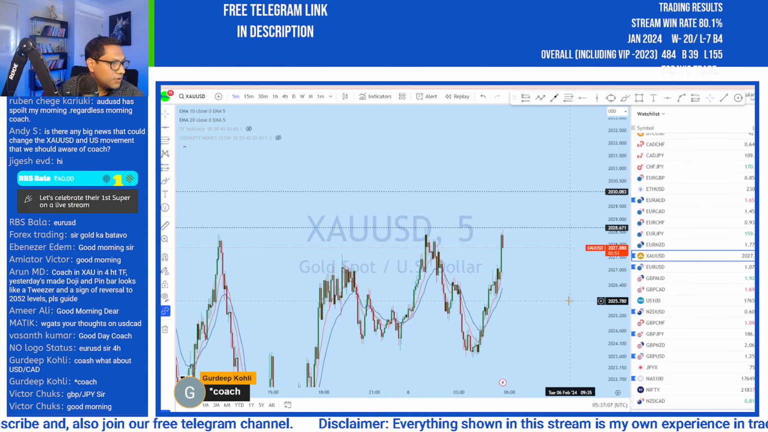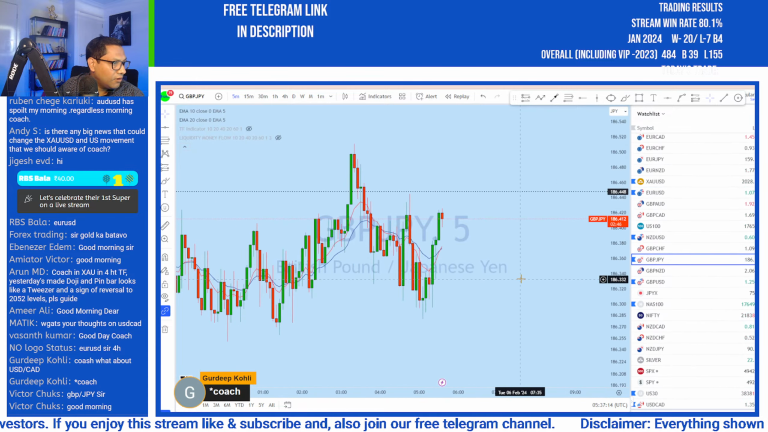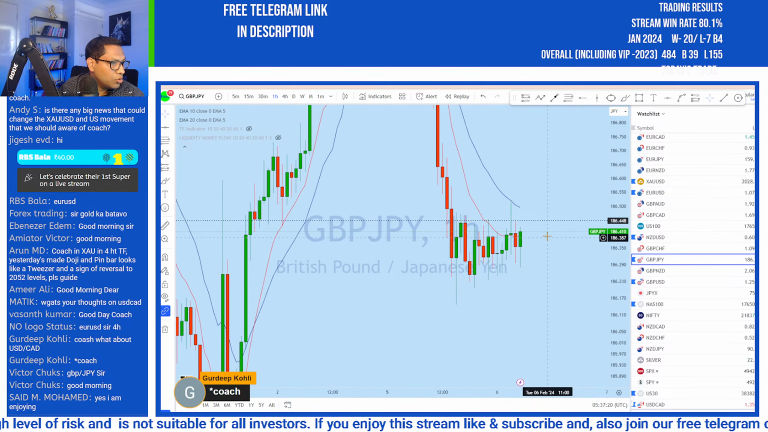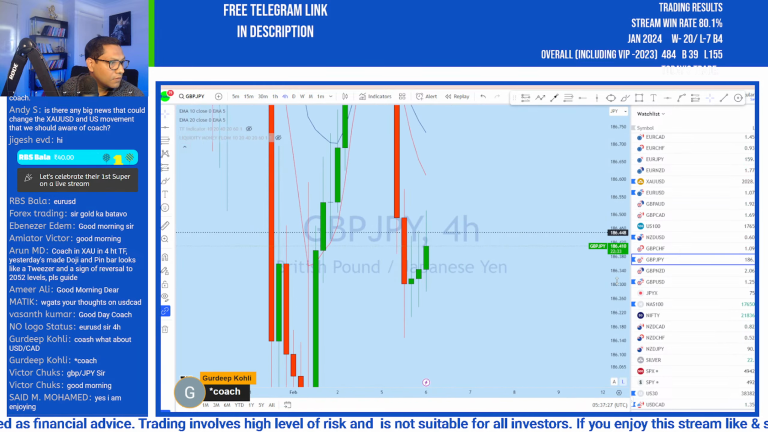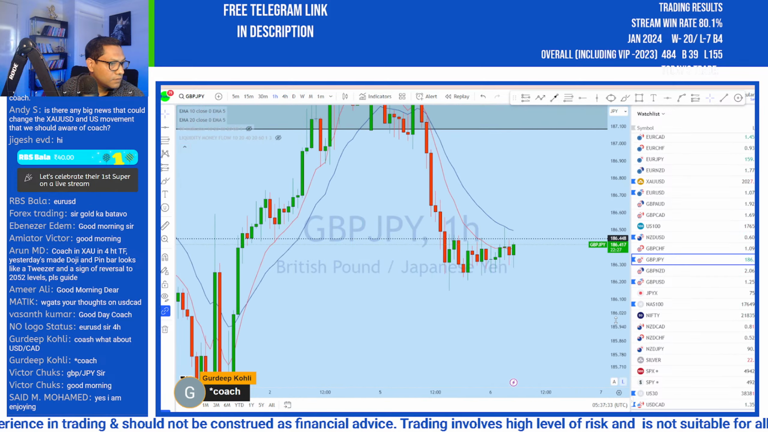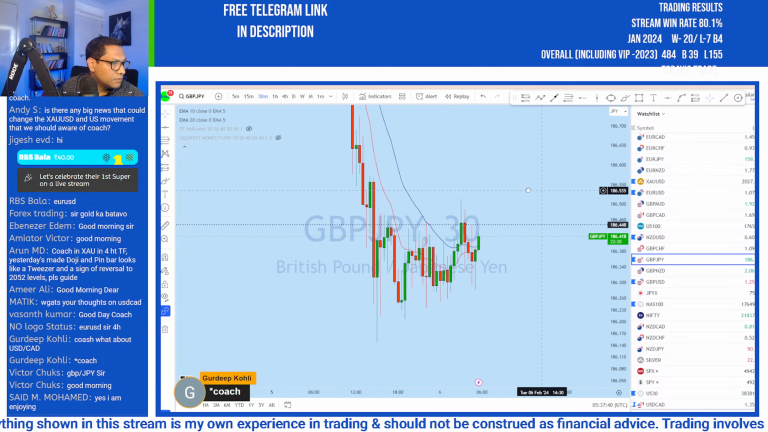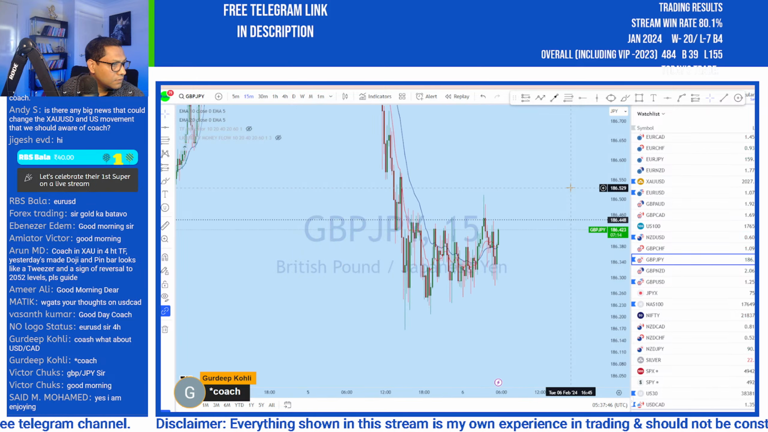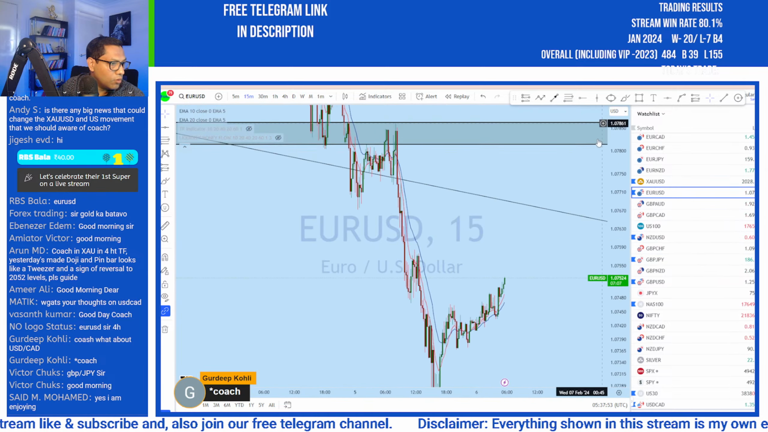Okay, so here is getting some kind of rejection from the top. Let me see what's happening with GJ here, and GBPUSD, expecting the price to revert back to the upside. So here is also consolidating. EURUSD had a good movement to the upside.